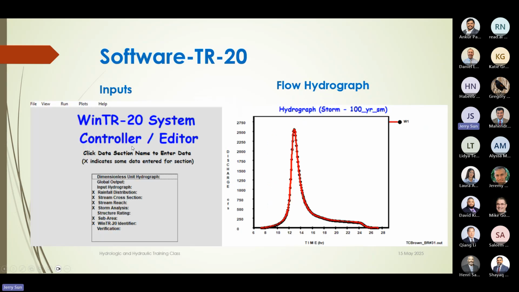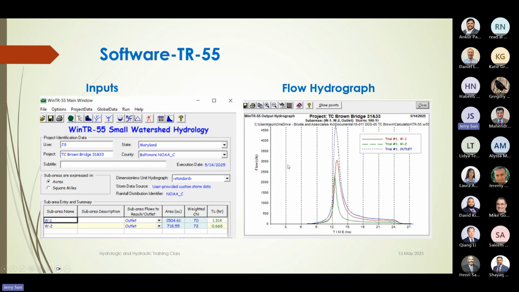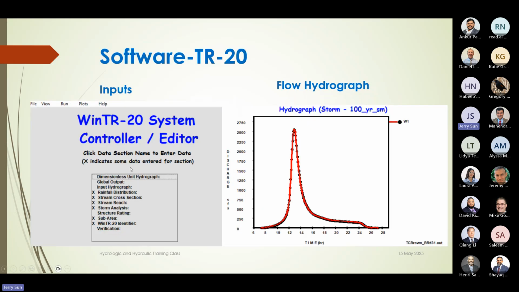Then basically the TR55 file, of course they have now developed. If this is a small area, for example less than 150 acres, you can use it, it's pretty simple. But if it is a large area, TR55 may not be suitable. You need to change it to TR20.